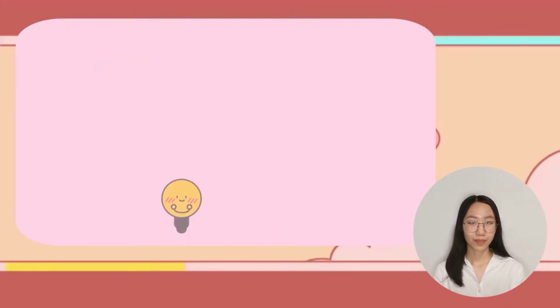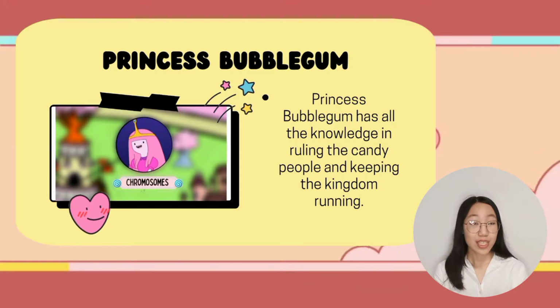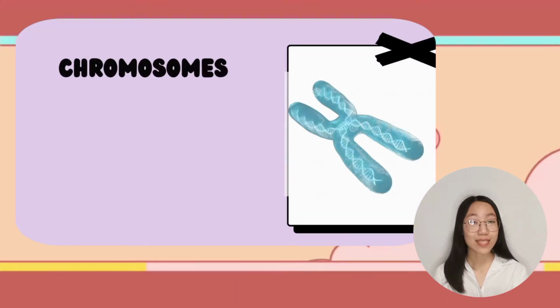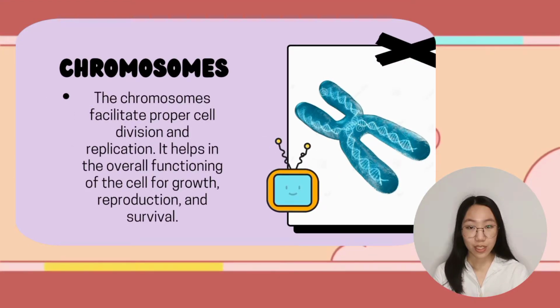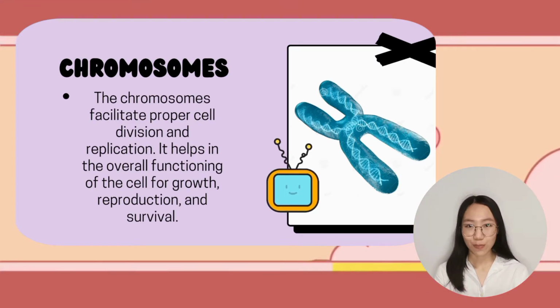Next, Princess Bubblegum is similar to the chromosomes because she has all the knowledge in ruling the candy people and keeping the kingdom running. Just like the chromosomes, it facilitates proper cell division and replication. It helps in the overall functioning of the cell for growth, reproduction, and survival.